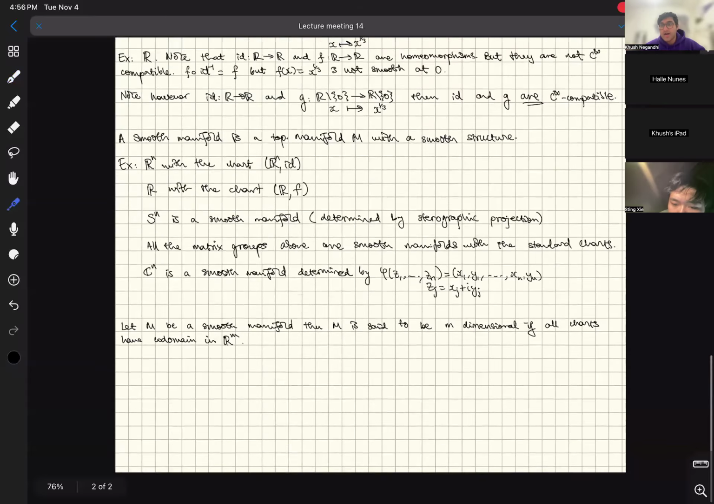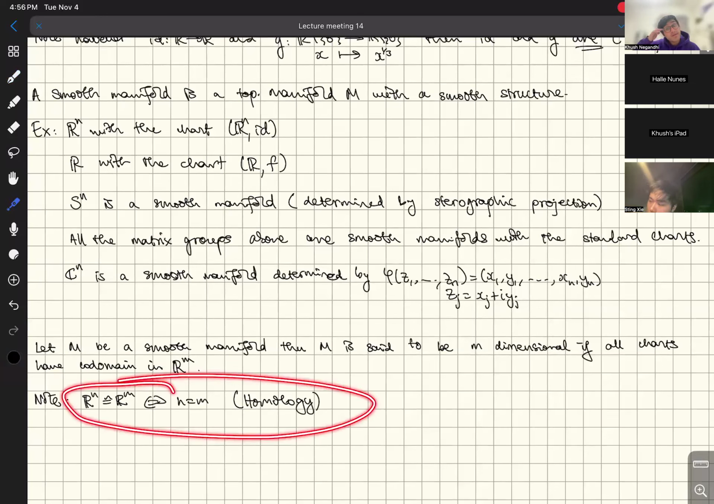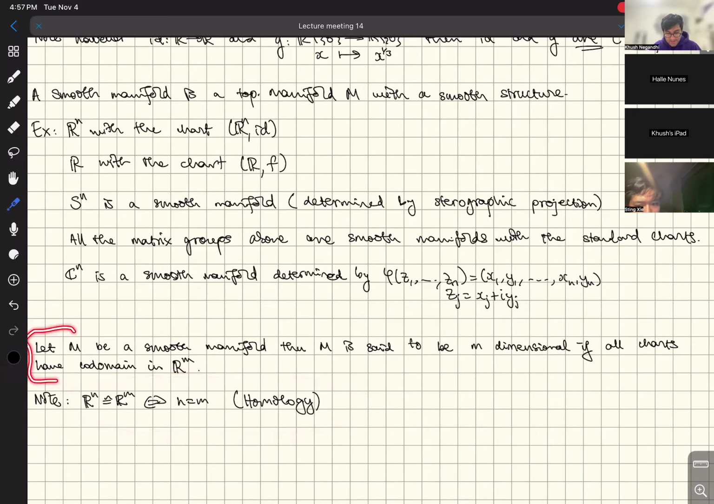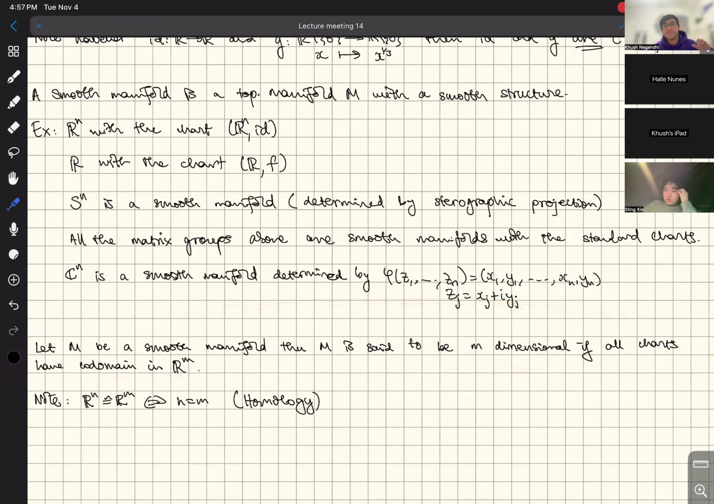Now one thing to note is that this is a well-defined definition because R^n and R^m are isomorphic if and only if n is equal to m. The proof of this can be done using something called homology, but I won't get into homology. I think this is sometimes called the invariance of domain.